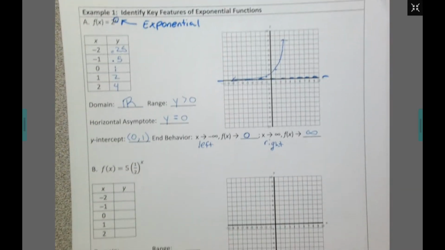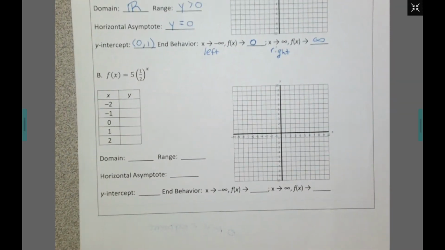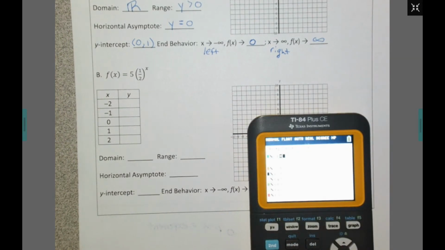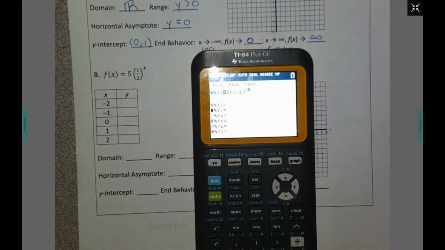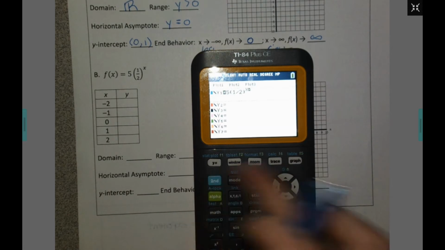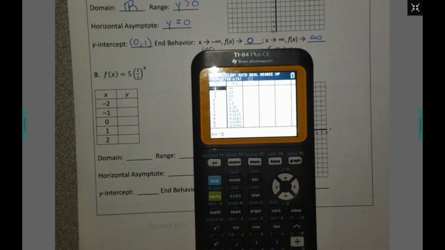For B, we're going to do the same deal. Again, calculator time. So if I go on a calculator, we're going to go y equals. Type it in exactly how it looks. So 5 times parentheses 1/2, close the parenthesis, raise it to the x power. From there, okay, so there's my equation plugged in. From there, you're going to go second table, and then we can start filling stuff in.